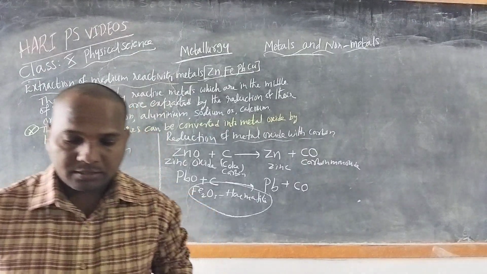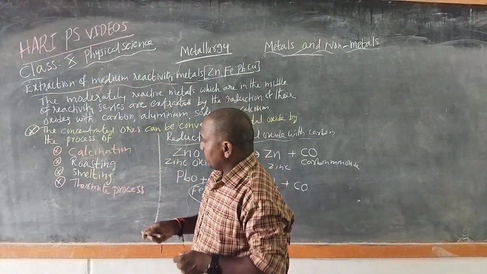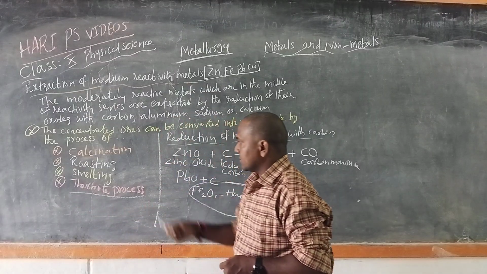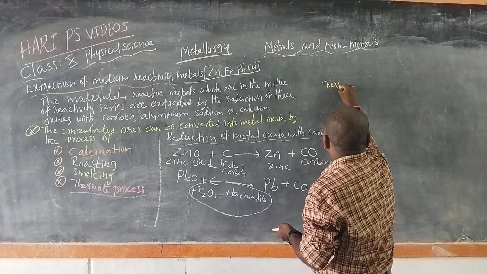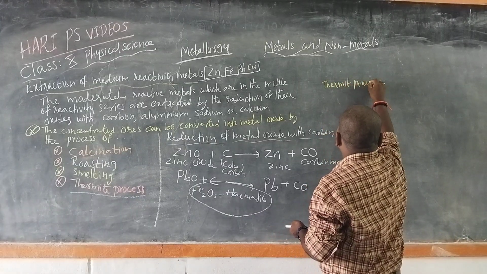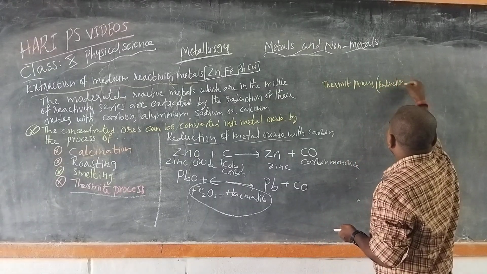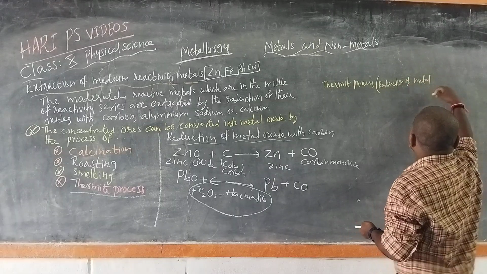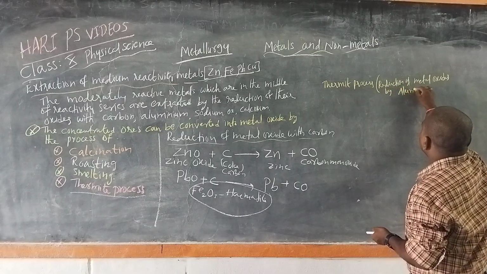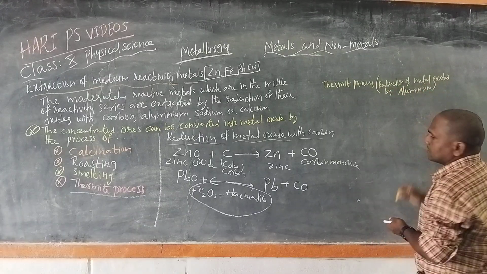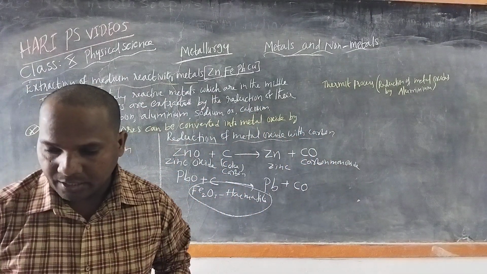Then reduction of metal oxides with aluminum. That process is called the thermite process, or reduction of metal oxides by aluminum. A very, very important process. This is the thermite reaction.